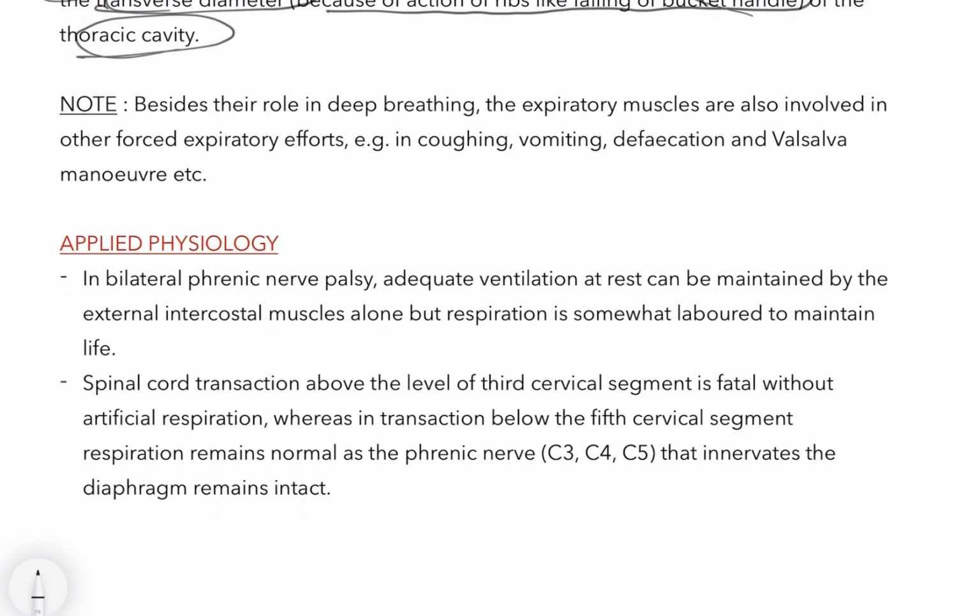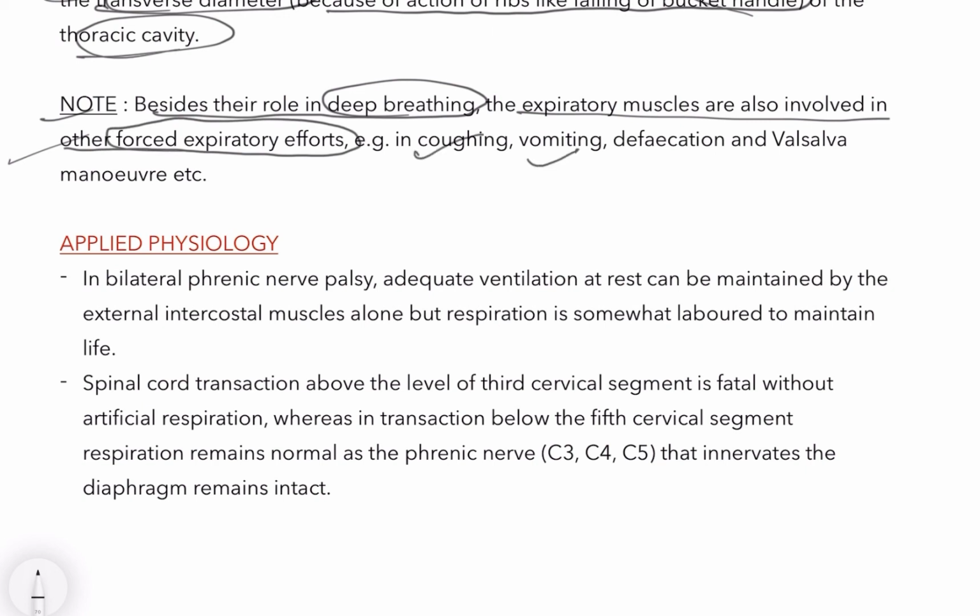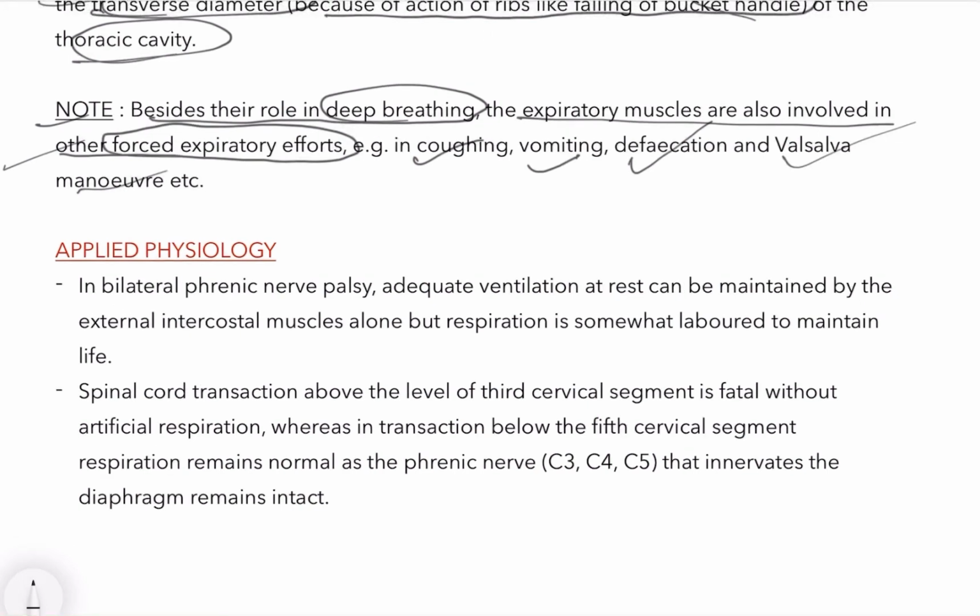Okay. Now note, besides their role in deep breathing, the expiratory muscles are also involved in other forced expiratory efforts like coughing, vomiting, defecation, that is the process of passing of a stool, and Valsalva maneuver. Now Valsalva maneuver is a condition in which the patient generally expires through nostrils and mouth or the glottis. It is an abnormal condition where the process of expiration is through mouth, nostrils or glottis.